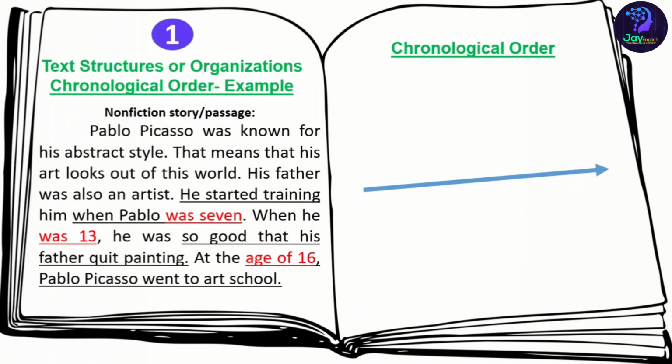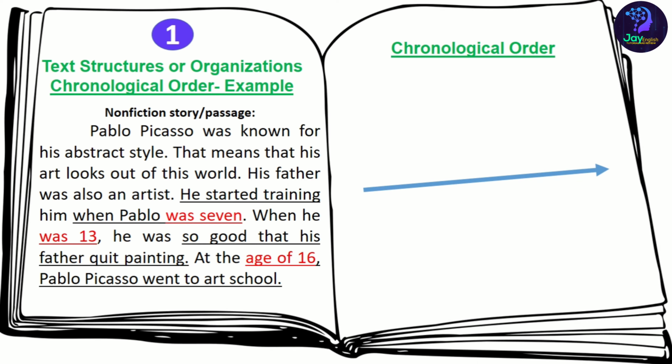Let's have another example. This is a non-fiction story or passage. Pablo Picasso was known for his abstract style. That means that his art looks out of this world. His father was also an artist. He started training him when Pablo was 7. When he was 13, he was so good that his father quit painting.